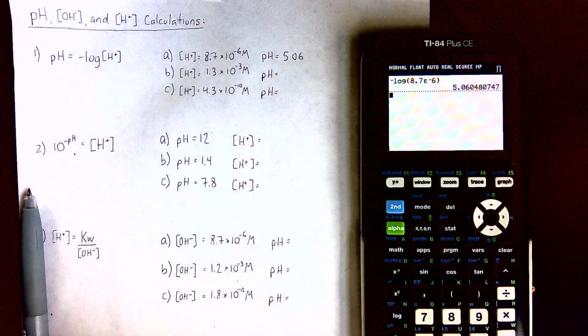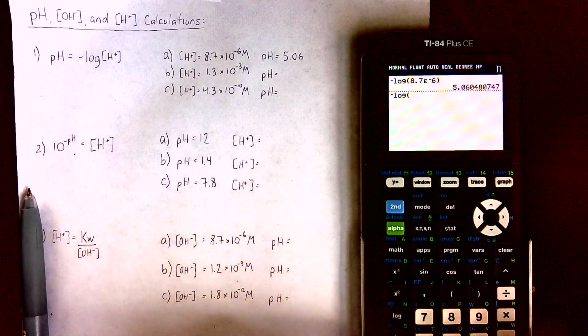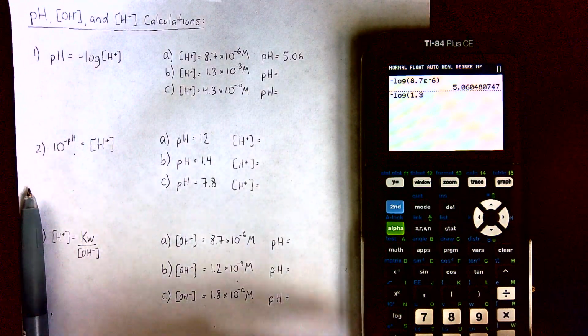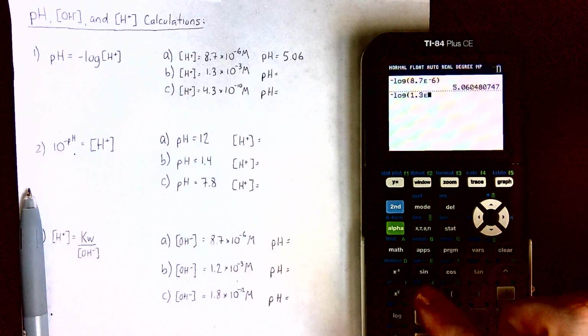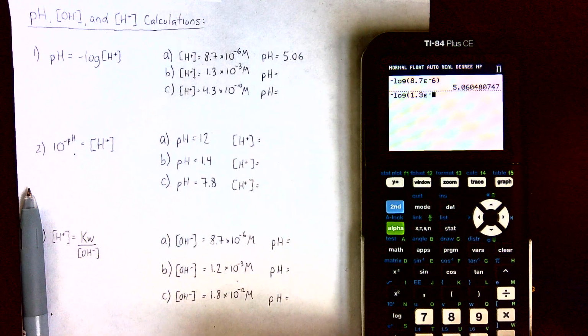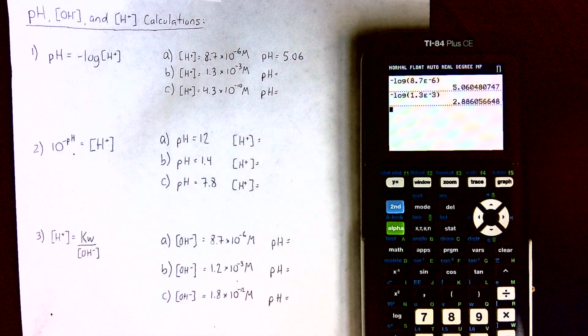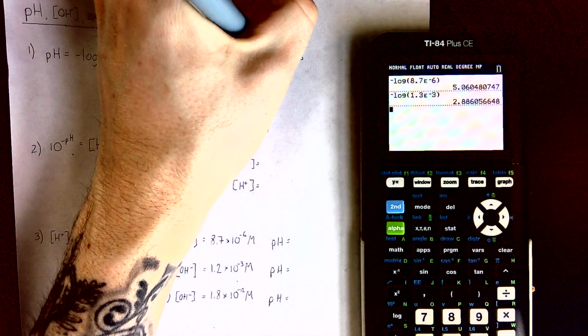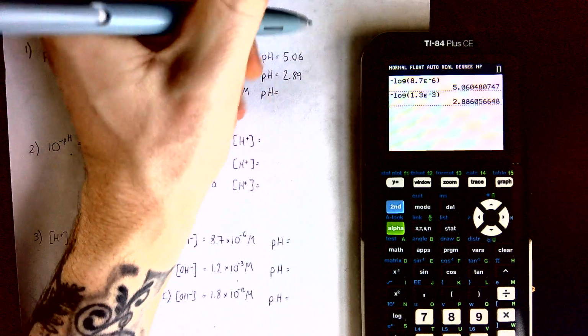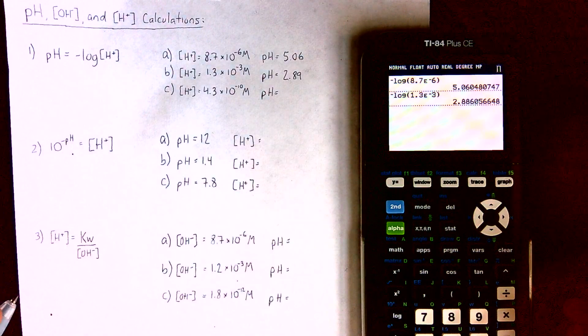Again, if we want to do the next one, do negative log 1.3 times 10 to the negative 3, and another acid. We get a pH of 2.89. Why don't you try C for yourself?